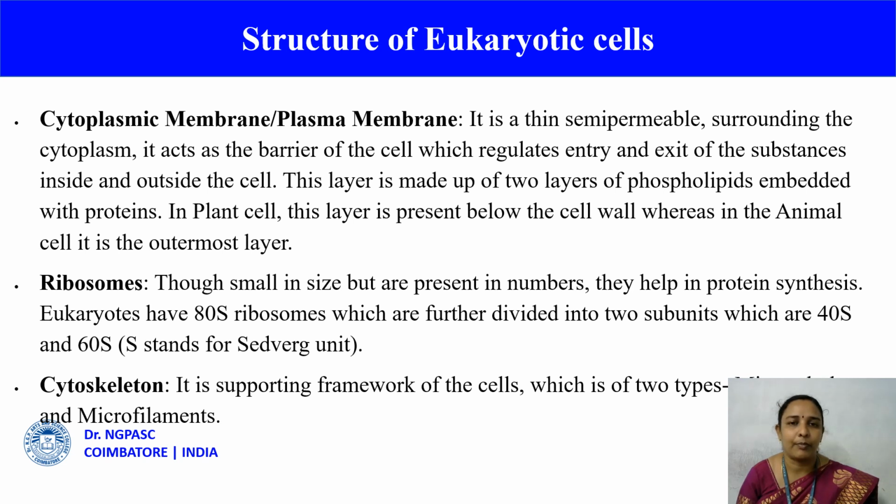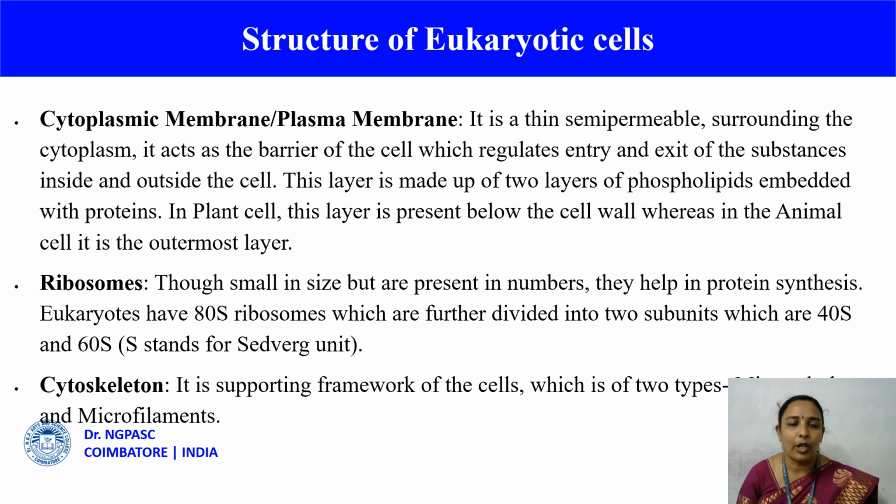Cytoplasmic membrane, or plasma membrane, is a thin semi-permeable surrounding of the cytoplasm. It acts as a barrier of the cell and regulates the transportation, exit and entry of substances. This layer is made up of two layers of phospholipids embedded with proteins. In a plant cell, this layer is present below the cell wall, whereas in an animal cell it is the outermost layer.